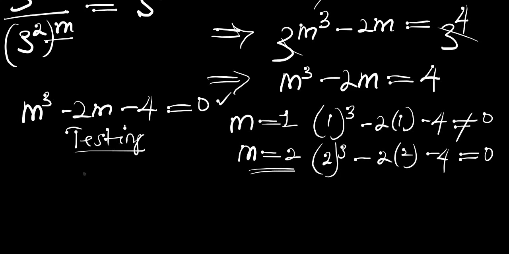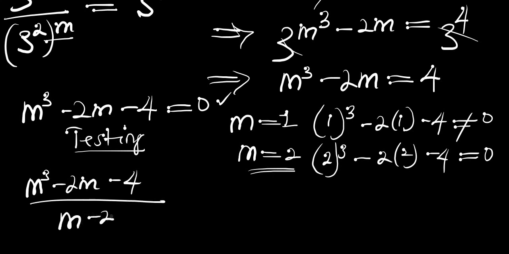Now to find the other solutions, we divide m³ minus 2m minus 4 by m minus 2. Remember, this is m equals 2, and if we have m minus 2 equals 0, we can get this back. So we are carrying out this division using the synthetic method. So let's go ahead and do that.